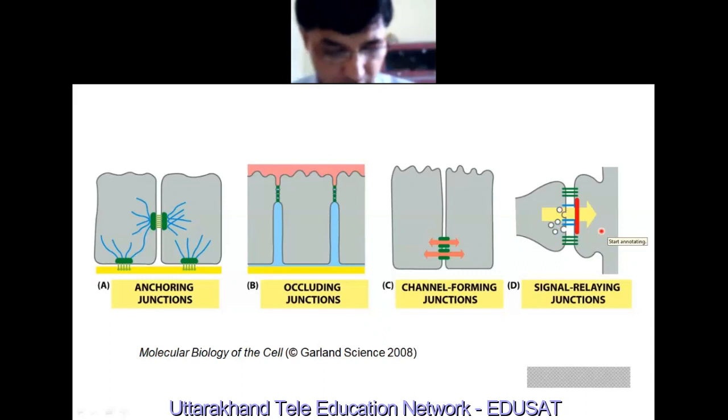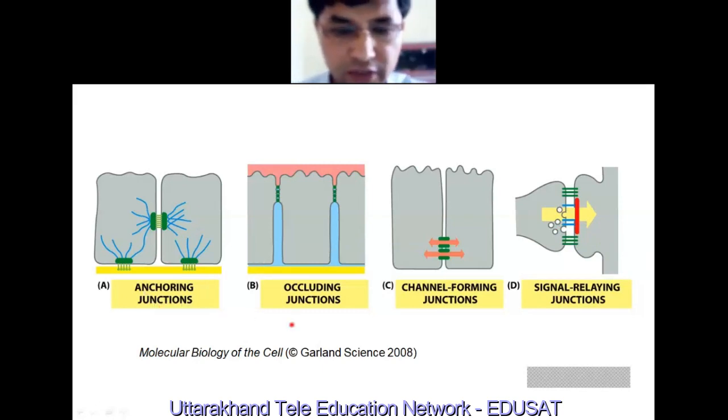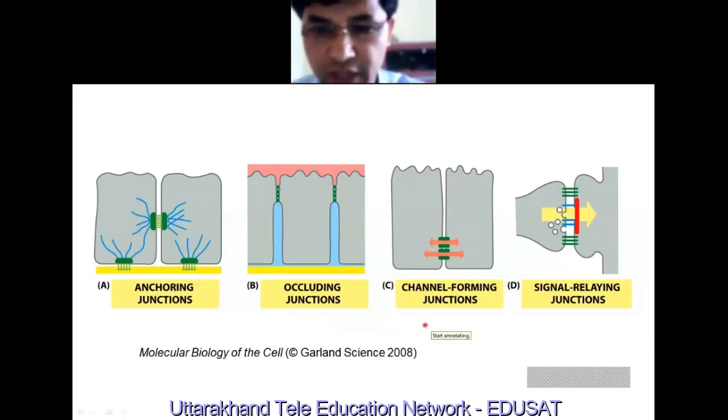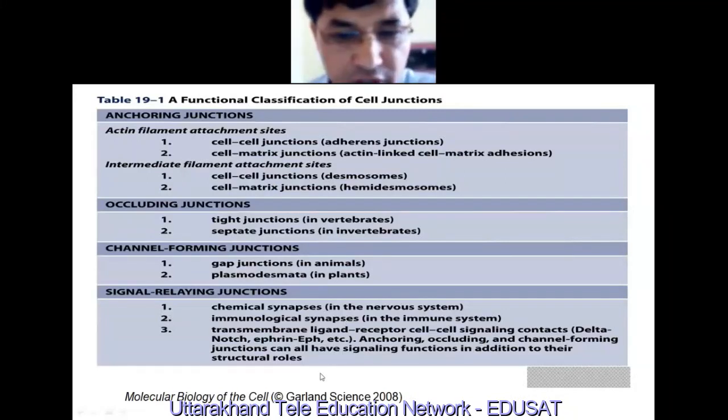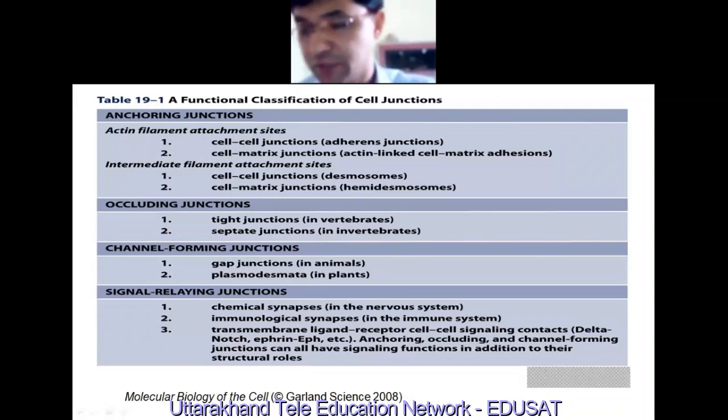So you remember that there are four types of junctions. Number one, again I am summarizing, is the anchoring junctions. Number two is the occluding junctions. Number three is channel forming junctions, and number four is the signal relaying junctions. Now we'll proceed to the next parts. This is very important for you because definitely it will help you in your competitive exams as well as your MSc.